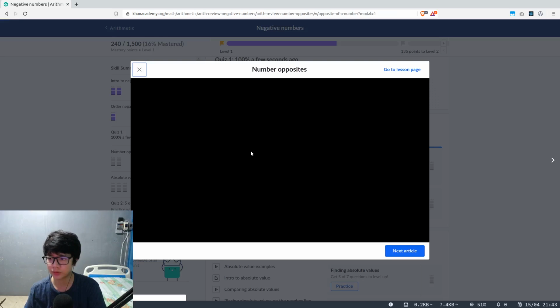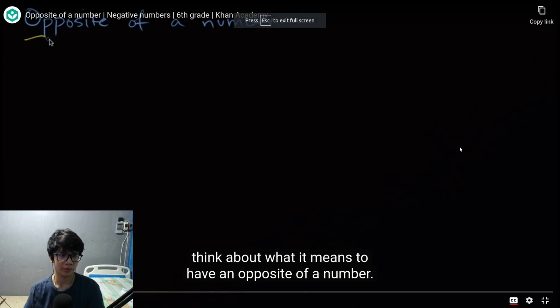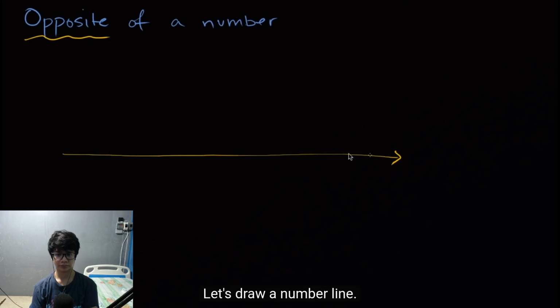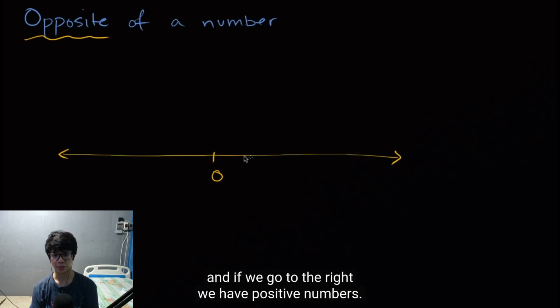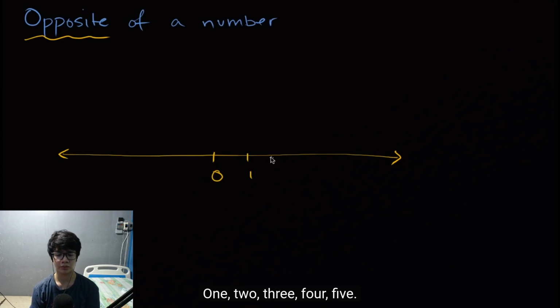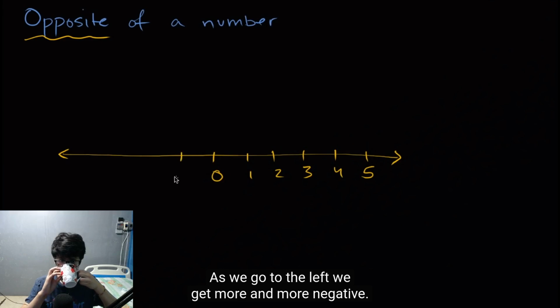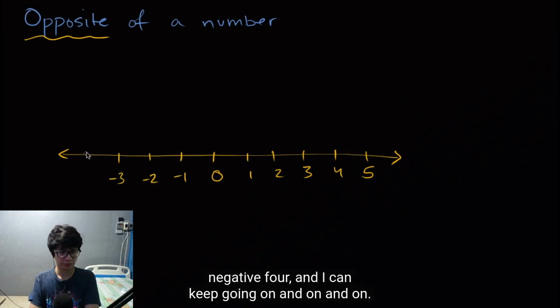Number opposites. What I want to do in this video is think about what it means to have an opposite of a number. So let me draw a number line here, and let's put some numbers on it. We can start at 0. If we go to the right, we have positive numbers: 1, 2, 3, 4, 5. As we go to the left, we get more and more negative: negative 1, negative 2, negative 3, negative 4, and I could keep going on and on.